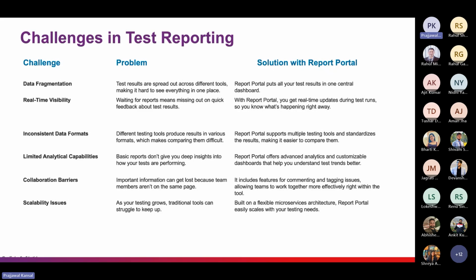Next one is the collaboration barriers. Important information can get lost because team members are not on the same page. So if someone finds a bug, they can comment directly in the Report Portal and tag a developer's name, making sure the right person sees it without the need for back and forth emails, right?